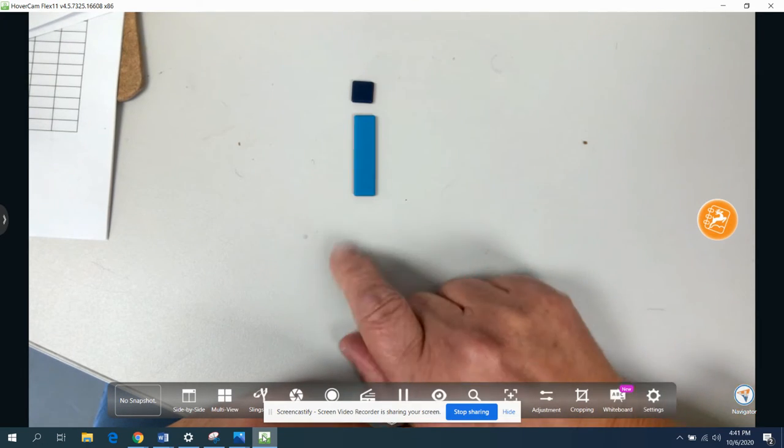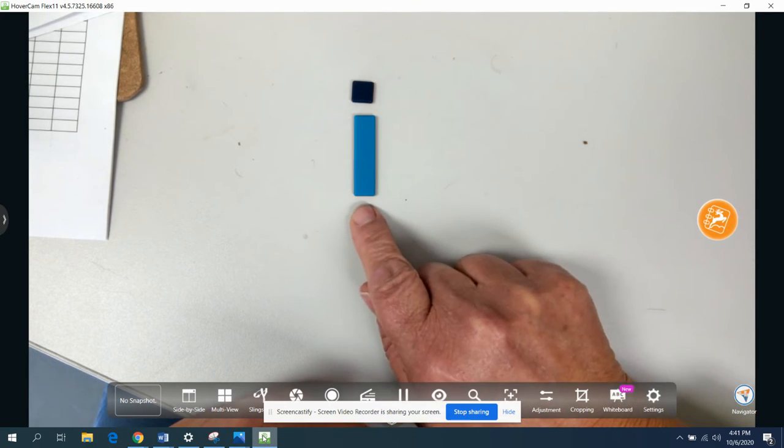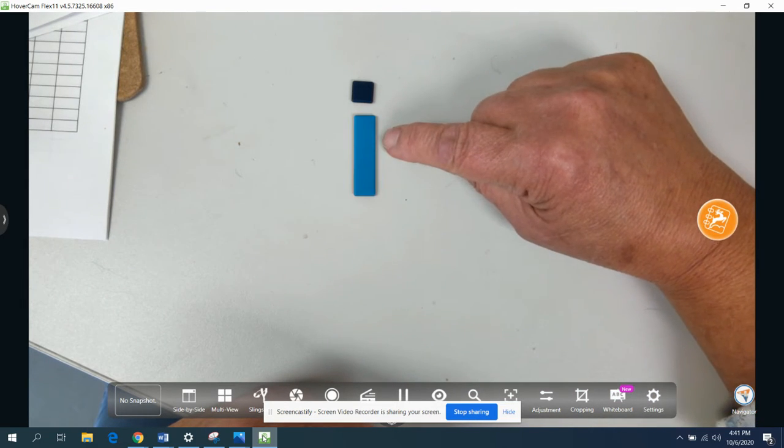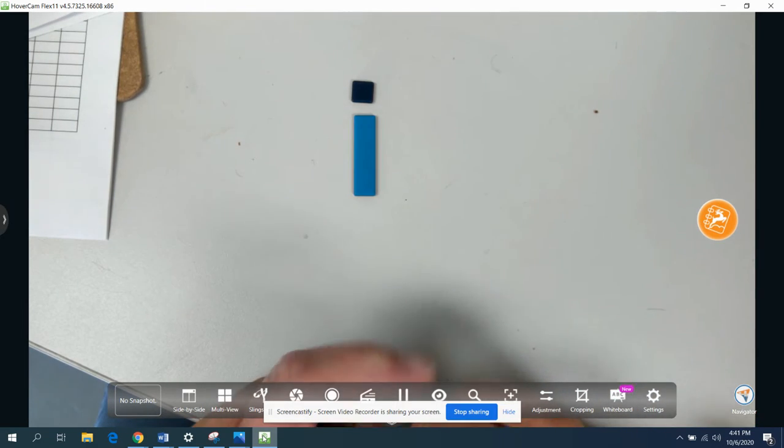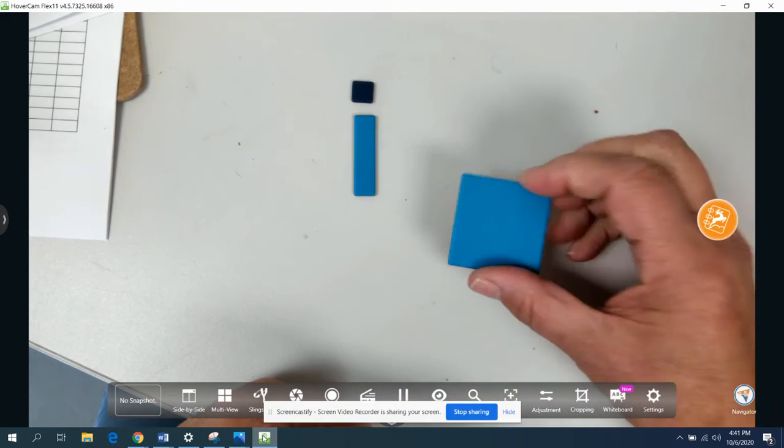So this is our X tile because it's 1. That's the length of this side. And X is the length of this side. And 1 times X is X. The tile that goes with this is the other blue tile.